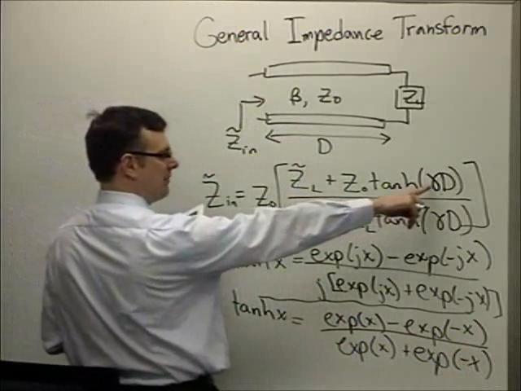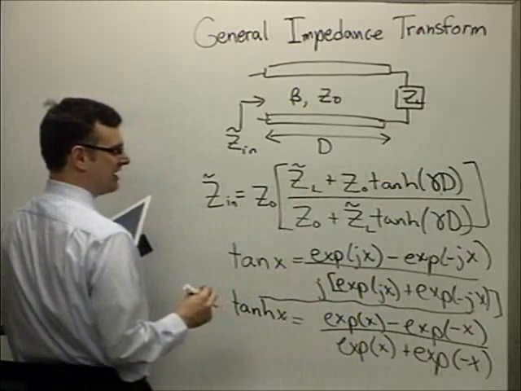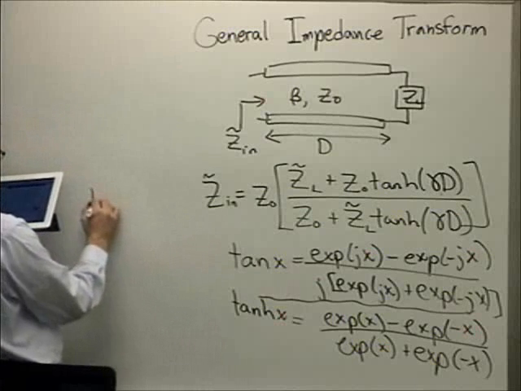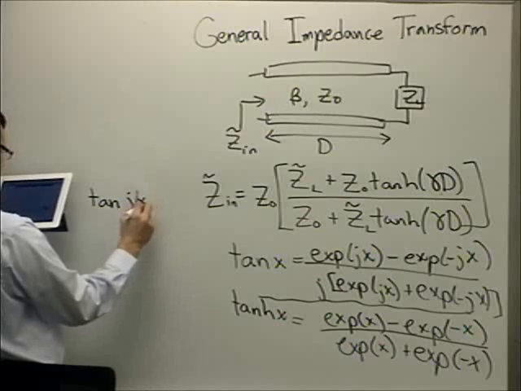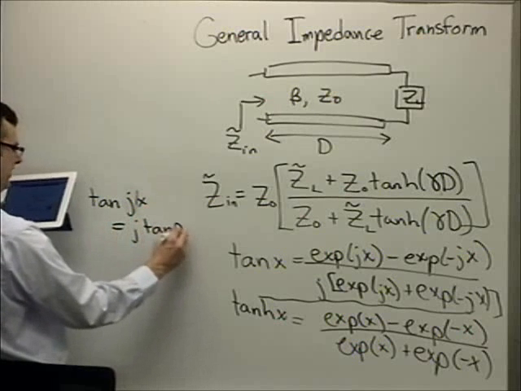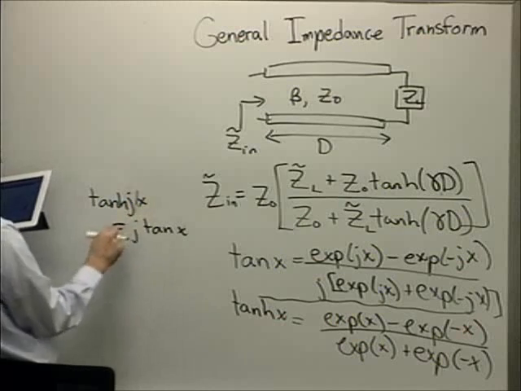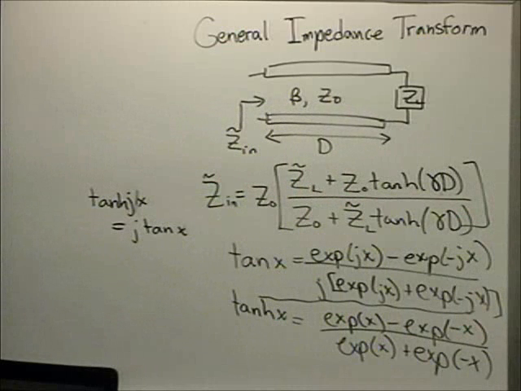So when you have a complex propagation constant, you've got to use this full-on expression. You can probably see through inspection that when you make a purely imaginary propagation constant, all of a sudden I've got j's all over the place, and it defaults to my original tangent expression. If you use the identity that tanh of jx is equal to j tan x, then you recover the original impedance transformation for the lossless line. So just put that in your notes.